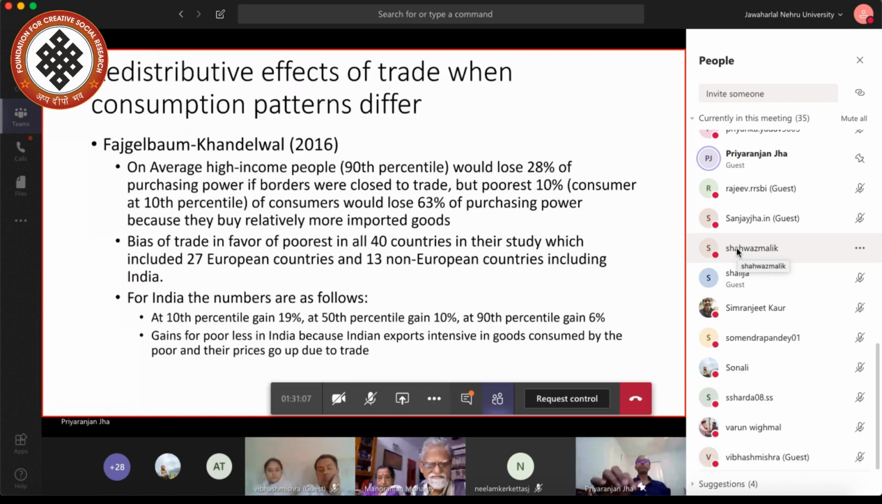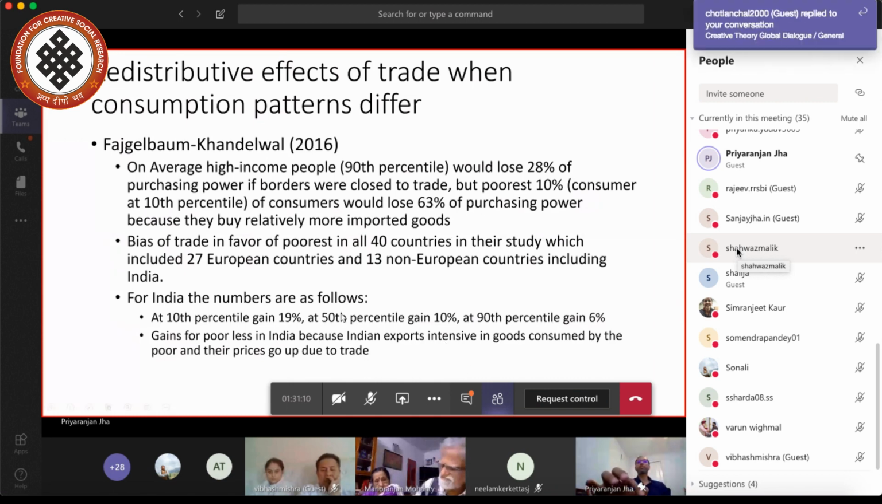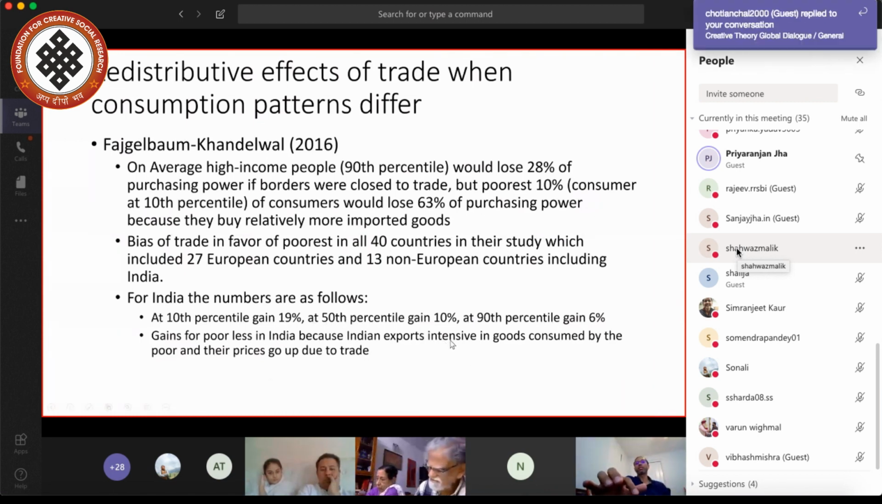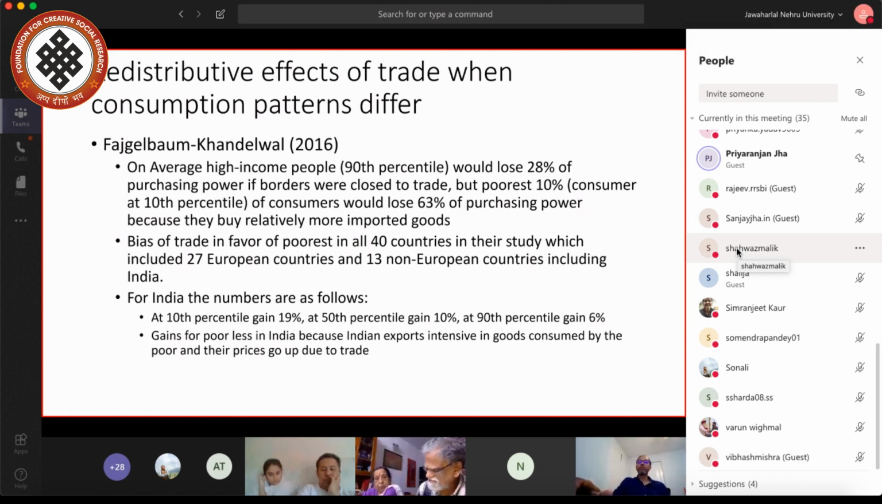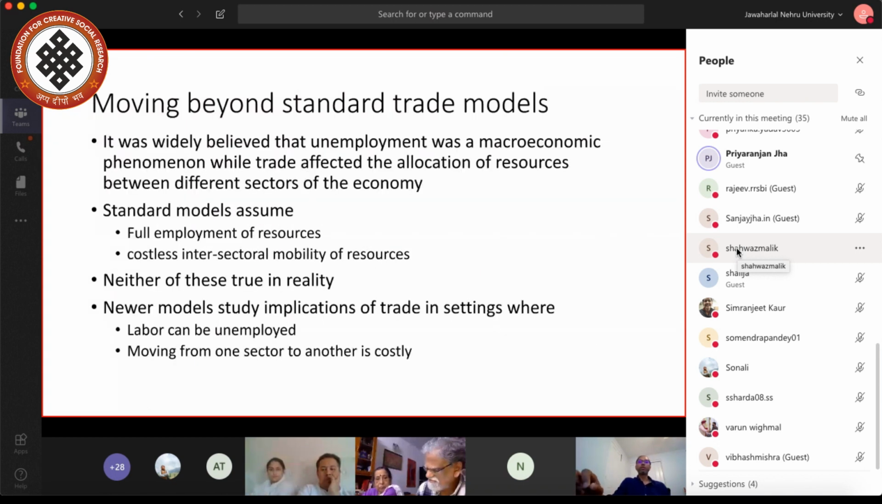Anyway, so there is a redistributive effect of trade here through consumption patterns as well, and the bottom line is that different income groups gain different amounts from trade. Okay, so those were all kind of standard models, and now we are going to discuss some non-standard issues, things that have been researched in recent times. So earlier, it was widely believed that unemployment was a macroeconomic phenomenon, while trade simply affected the allocation of resources between different sectors of the economy.